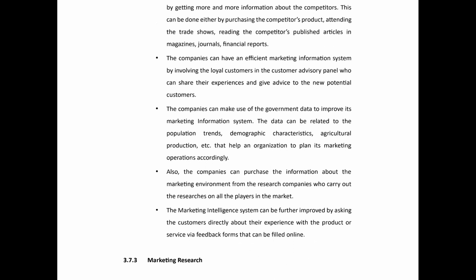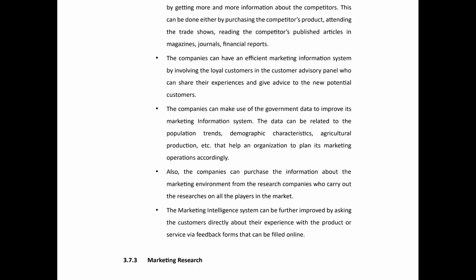So you find that companies can actually use government data to improve their marketing information system. The data can relate to population trends, demographic characteristics, agricultural production, among others. Those demographic characteristics and the population movement, the companies can actually use them.